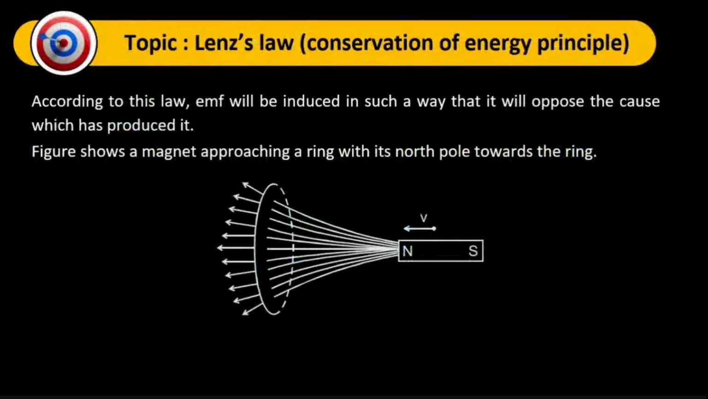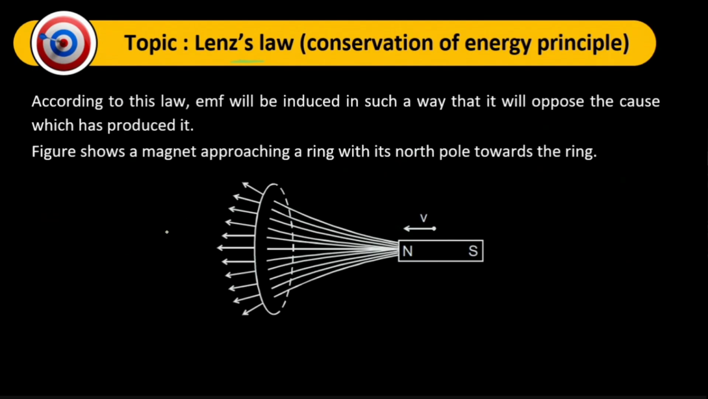So the next thing is Lenz's law. As I told you, Lenz's law explains the direction of the induced current, that is, in which direction the current is going to be induced. You can assume this is a coil, and when this magnet is approaching the coil, the number of field lines passing through the coil will keep on increasing.